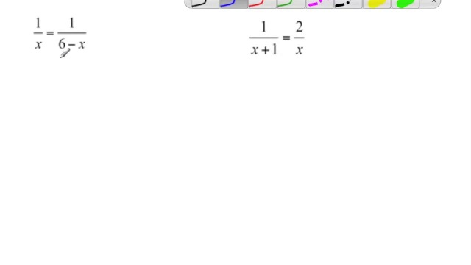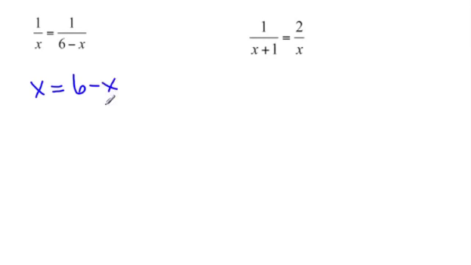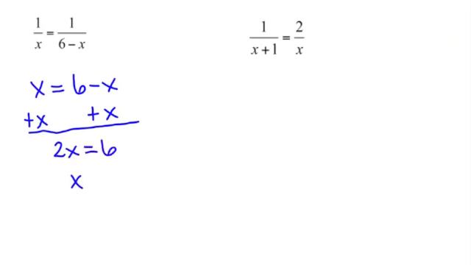All right, these are easy too. Because they are set up like proportions, all we have to do is cross multiply. So I'm going to take x times 1 is x, and then 1 times 6 minus x, 6 minus x. Solve this just like we've been doing all year long. I'm going to add x to both sides. I get 2x equals 6. Divide by 2. X equals 3.